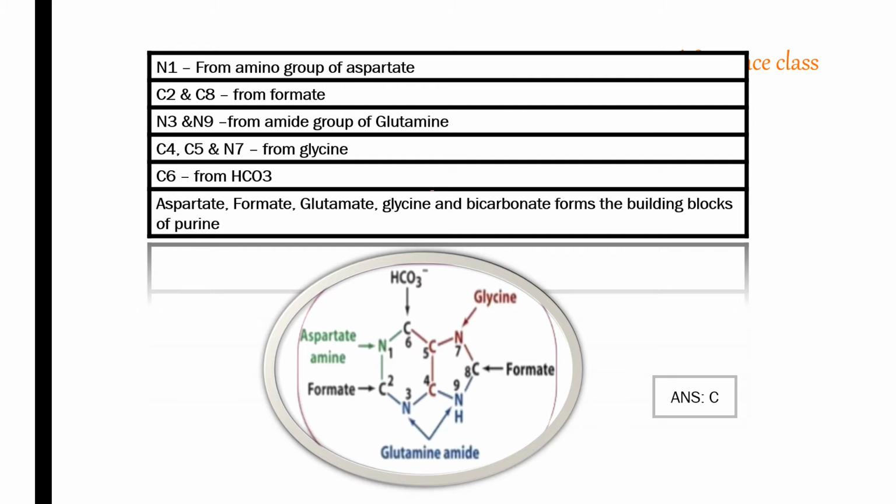So this is the purine ring, you can see here. All the precursors are given in this figure, and also written in the tabular column, so you can answer the question very easily. N1 is from the amino group of aspartate, C2 and C8 from formate, N3 and N9 from the amide group of glutamine, C4, C5, N7 are from glycine, and C6 from bicarbonate. So the building blocks of purine are aspartate, formate, glutamine, glycine and bicarbonate. Okay, moving into the next question.